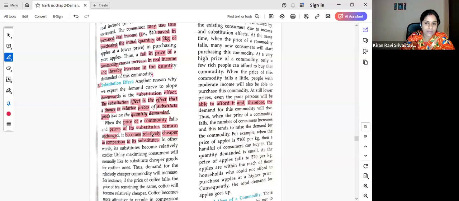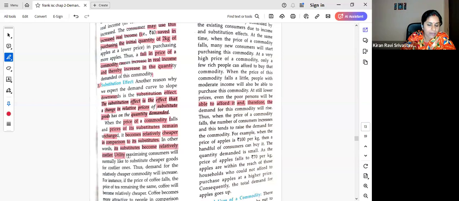So when the price of a commodity falls and the price of substitutes remains unchanged, it becomes relatively cheaper in comparison to substitutes. So McDonald's becomes cheaper in comparison to its substitute, the KFC burger. In other words, its substitute becomes relatively costlier. So what has become costlier here? KFC has become costlier.